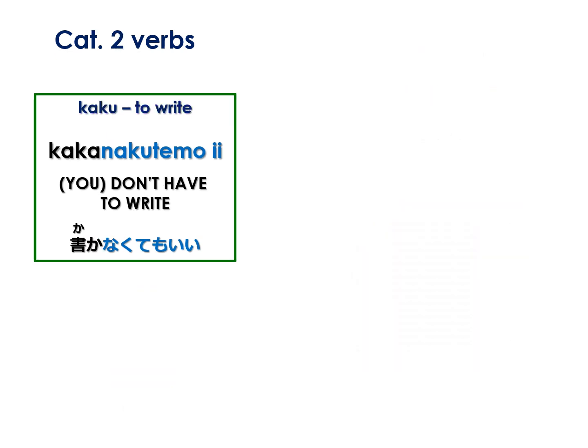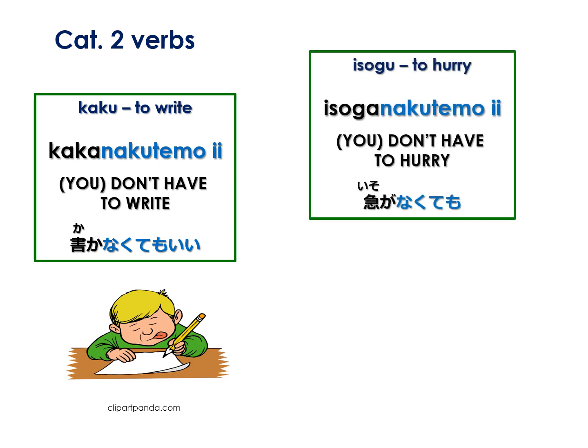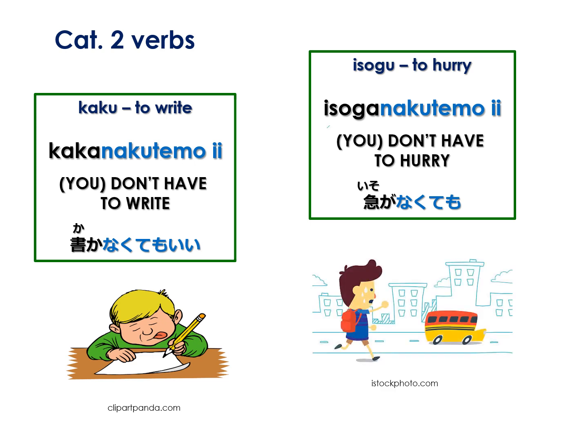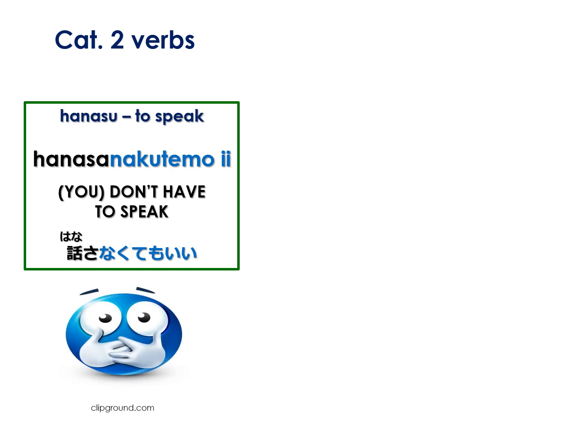And now on to category 2 verbs. Kaku means to write, and kakanakutemo ii means you don't have to write. Isogu means to hurry, and isoganakutemo ii means you don't have to hurry. Hanasu means to speak, and hanasanakutemo ii means you don't have to speak.